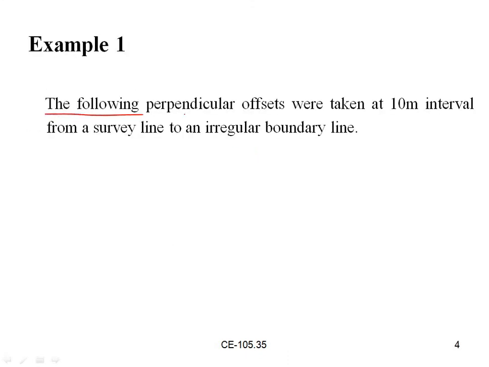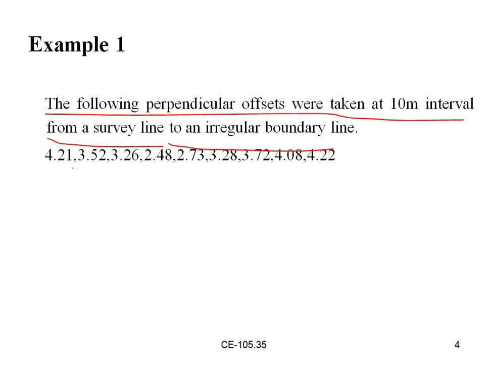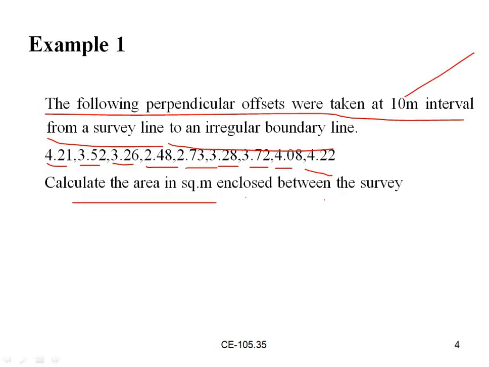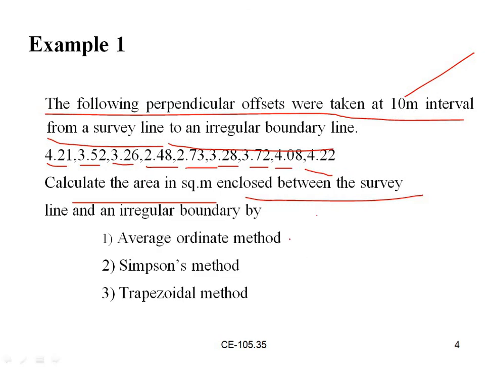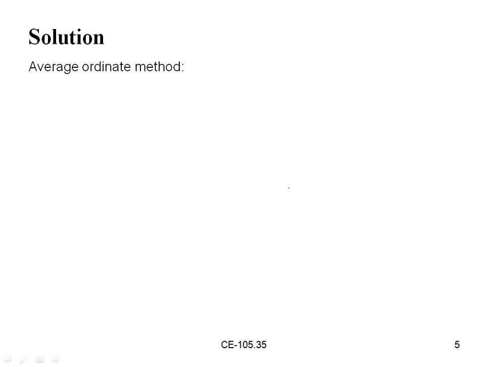Now the following perpendicular offsets were taken at 10 meters interval from a survey line to an irregular boundary line. So note these readings: 4.21, 3.5, 3.52, 3.26, 2.48, 2.73, 3.28, 3.72, 4.08, 4.22. So these are the perpendicular offset points which are taken at 10 meters interval. Calculate the area in square meters enclosed between the survey line and the boundary by different methods: average ordinate method, Simpson's method, and trapezoidal method. These methods are used in the calculation of boundaries, areas, plots, everything.